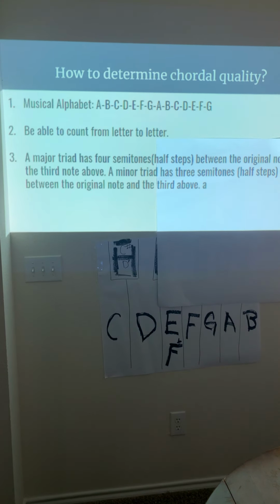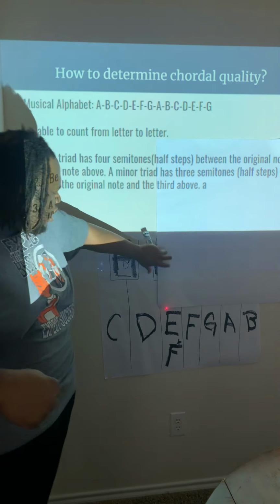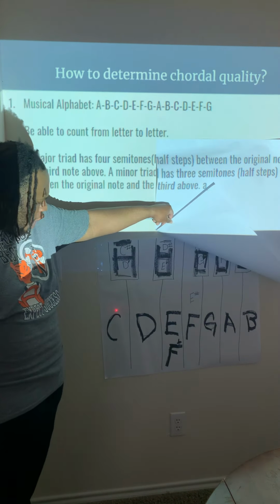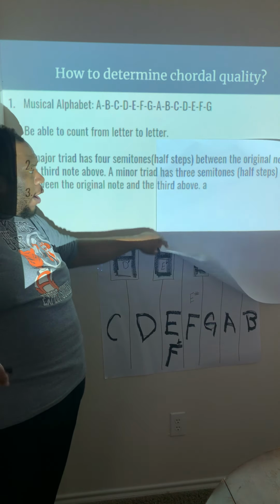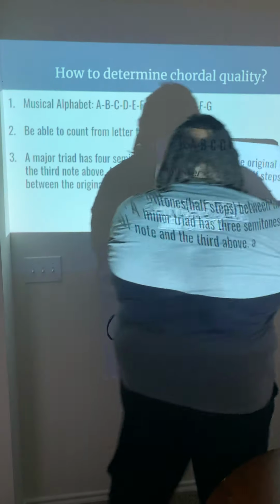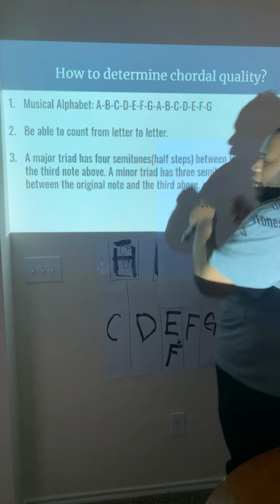If it was a minor triad, the rule says a minor triad has 3 semitones, half steps, between the original note and the third above. Disregard the A again. So if I want to know if it's a minor triad, I'm just going to go 1, 2, 3. Okay, so going back to, sorry about that.